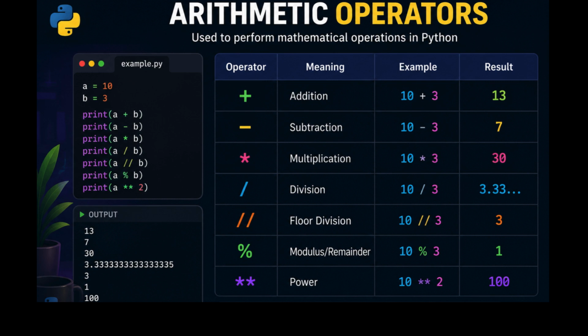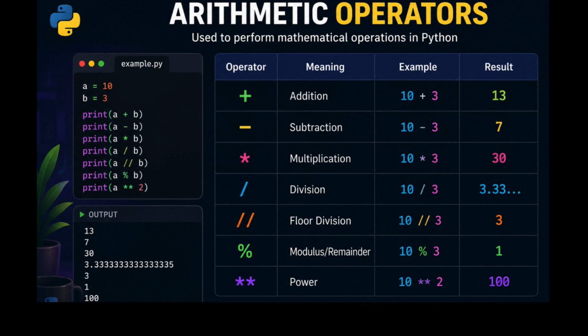First, let's look at arithmetic operators. We use them for mathematical calculations. Addition, subtraction, multiplication, and division work just like normal mathematics. Double slash gives us floor division, percent gives us the remainder, and double asterisk is used for powers.